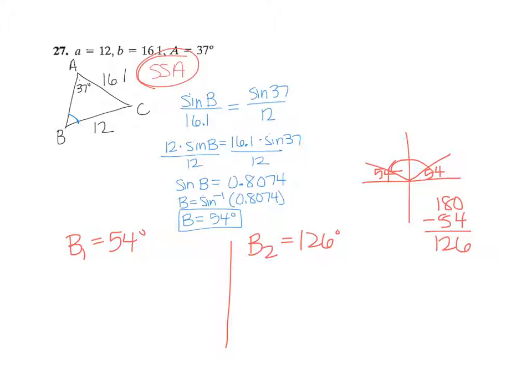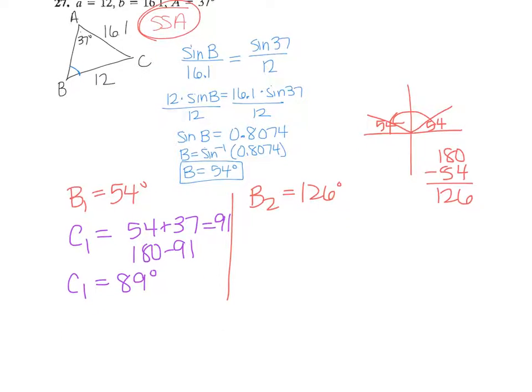So now we have to finish each problem. So I'm going to go back to the first problem. We're going to find C1, the last angle. We know 2 angles, so we can find the last angle next. So I'm going to add 54 plus 37. That's going to give me 91. Subtract that from 180. I get C1 is equal to 89 degrees.